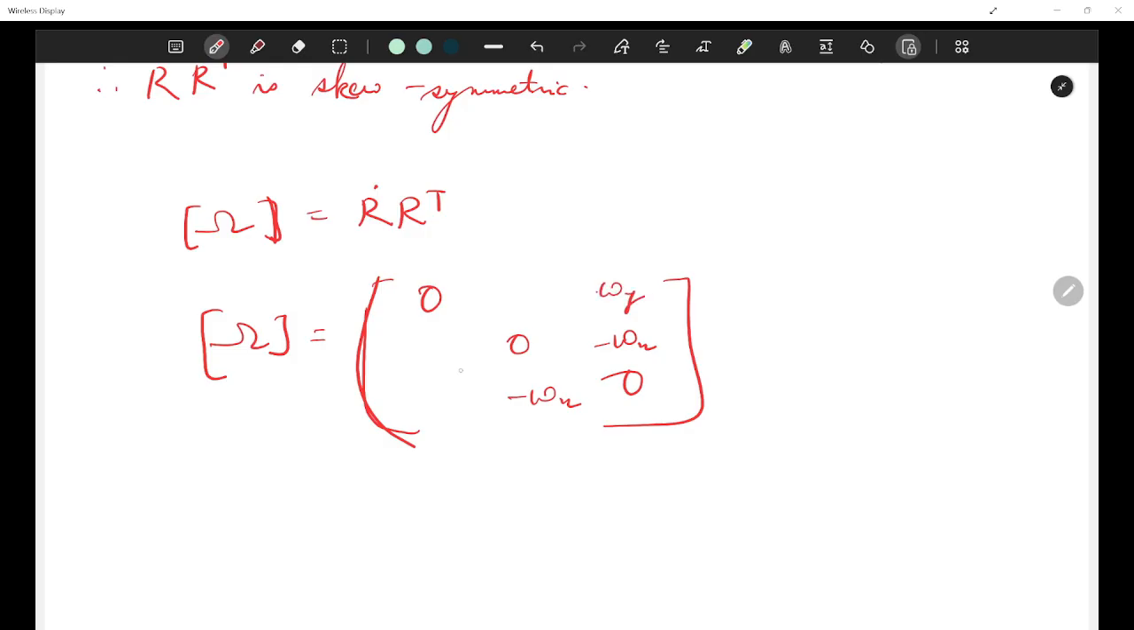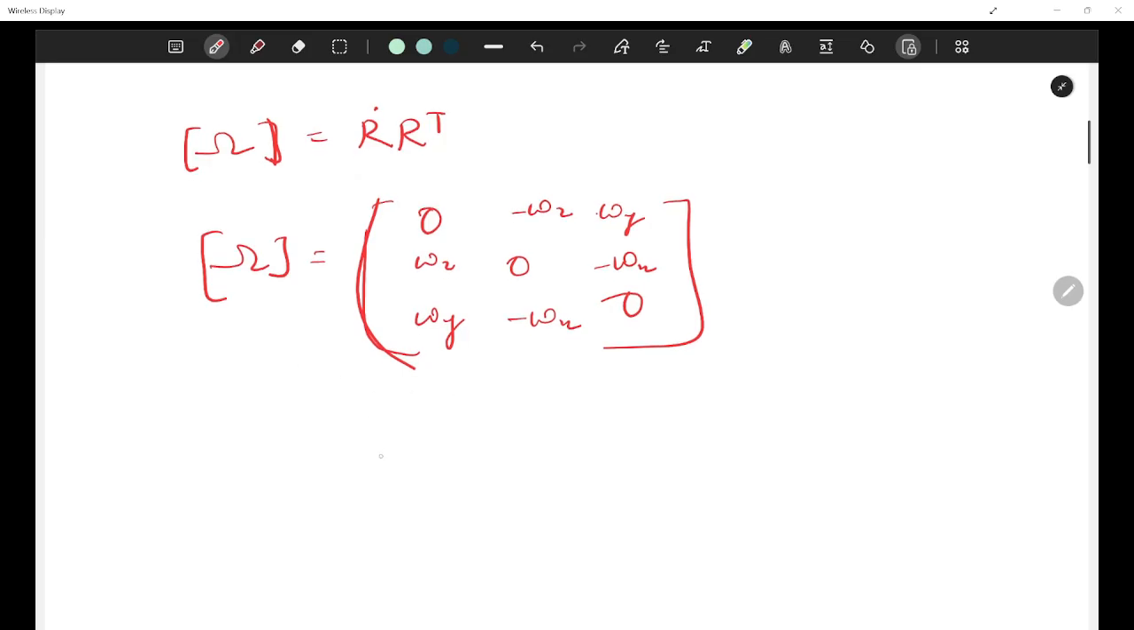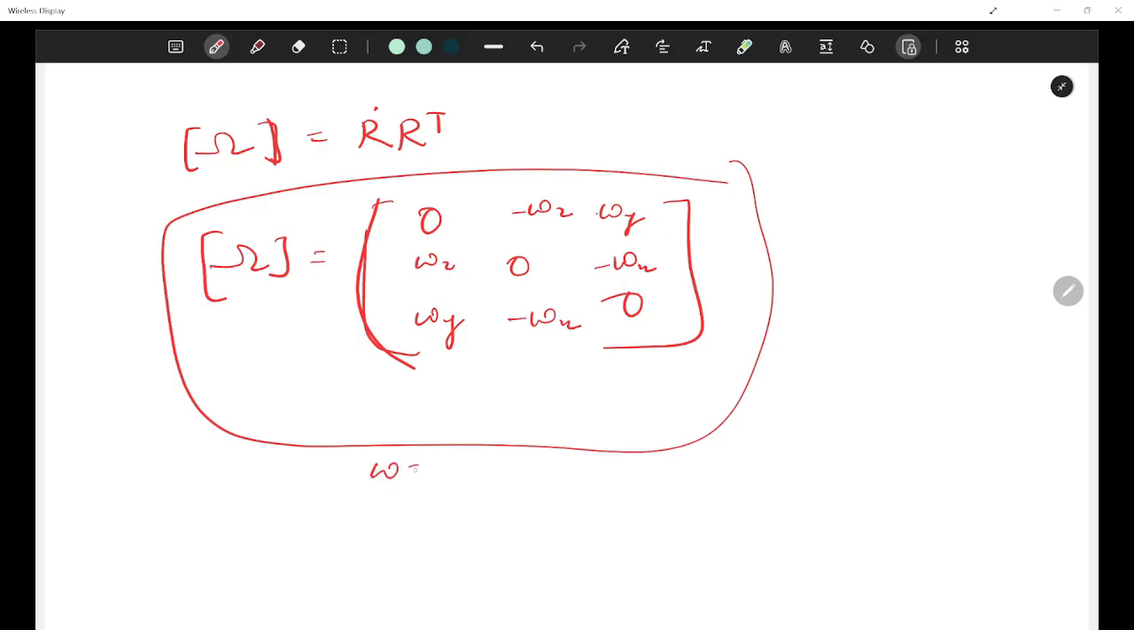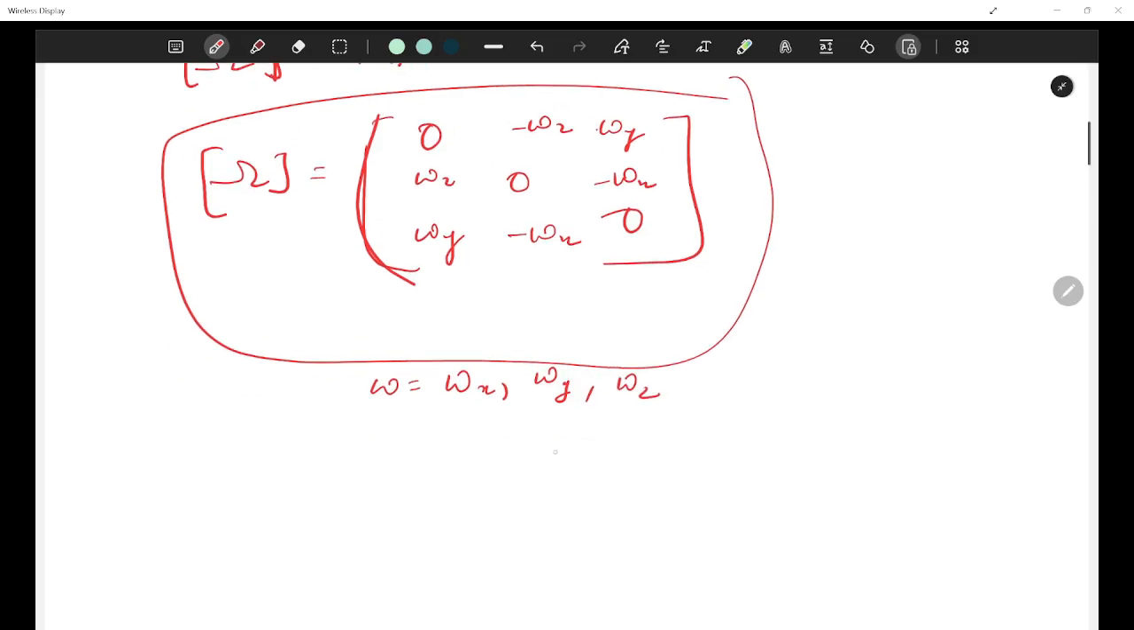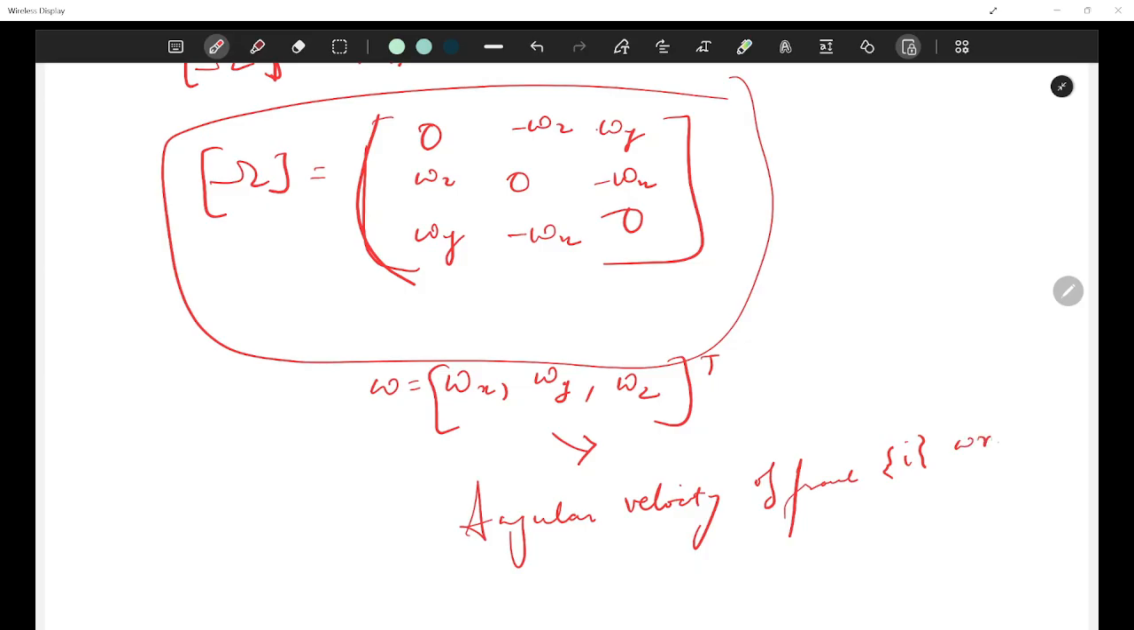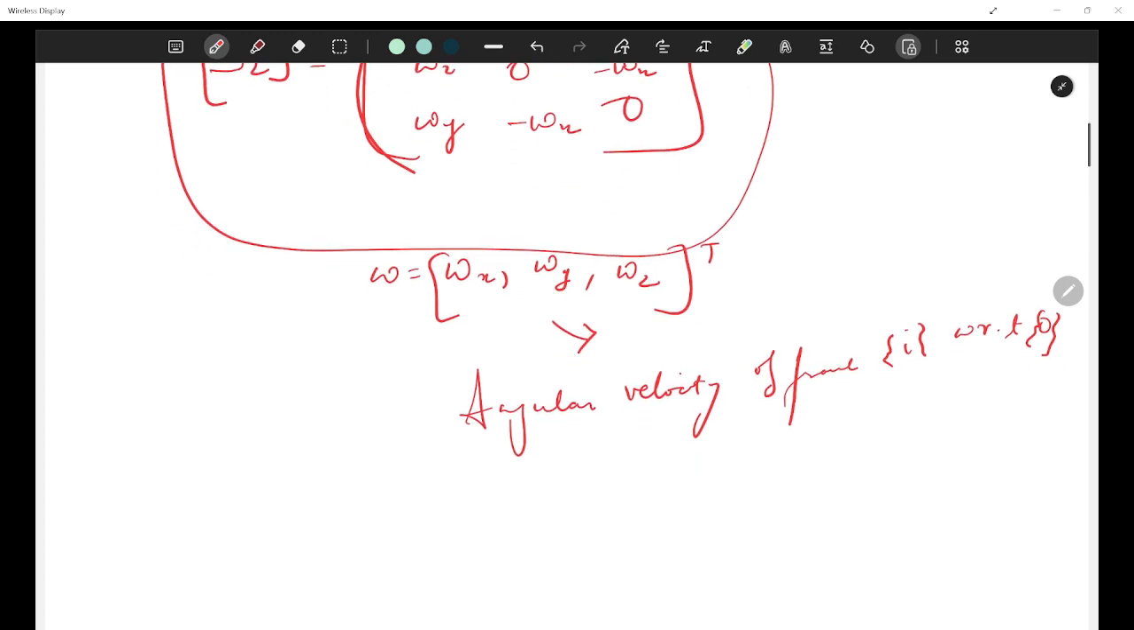omega y, minus omega z, omega z. Okay, so this complete thing corresponds to a vector omega equal to omega x, omega y and omega z. Okay, and this is the angular velocity transpose, and this is the angular velocity of frame i with respect to 0. Okay, so why is this physically angular velocity? Why is this physically angular velocity?